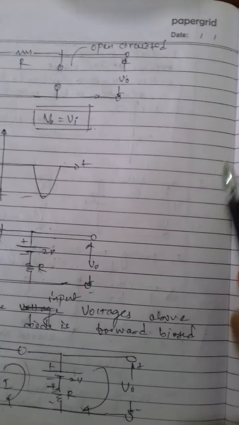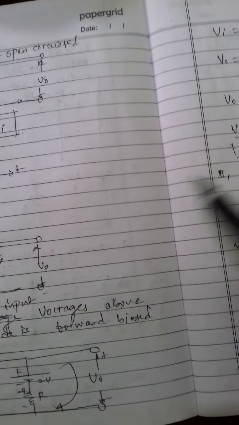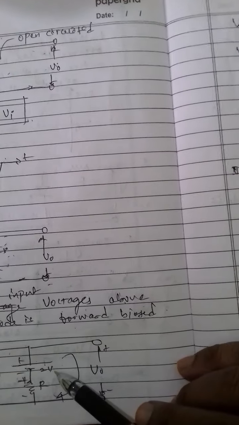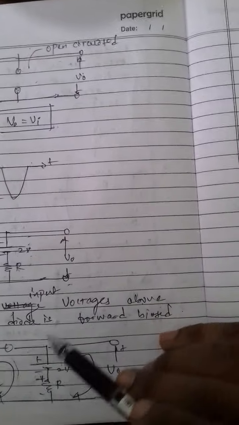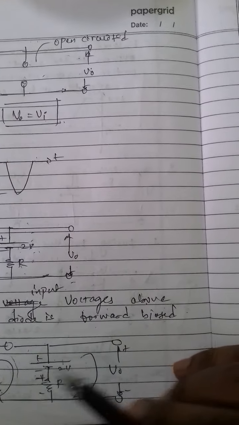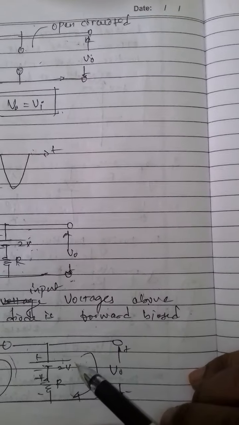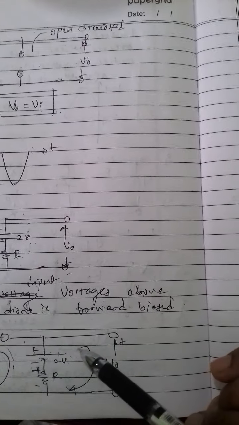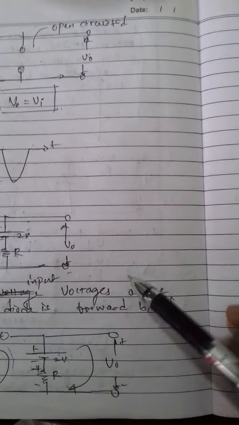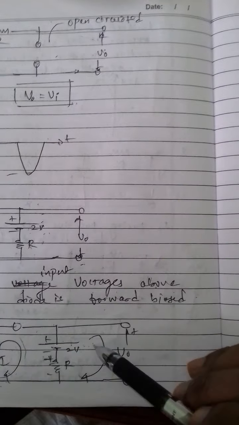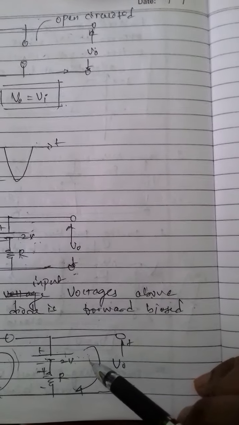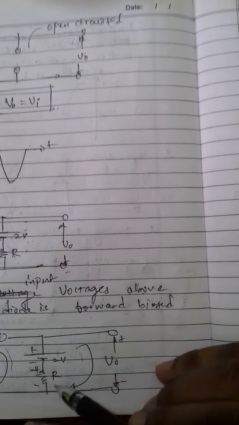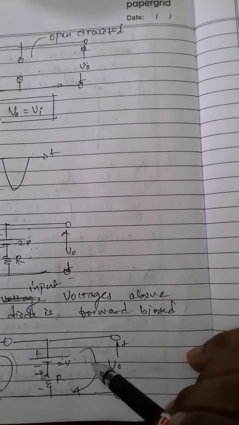Here, since only one resistance is present between the input and the output, instead of considering the two currents, current I1 and current I2 in these two loops, only one current is considered, and the same current flows in this loop also, because only one resistance is present between this loop and this loop.